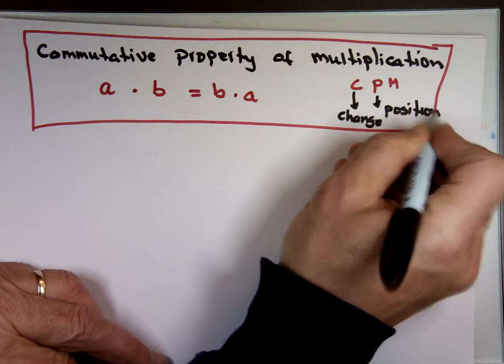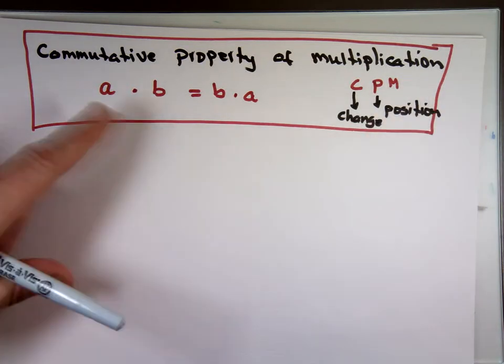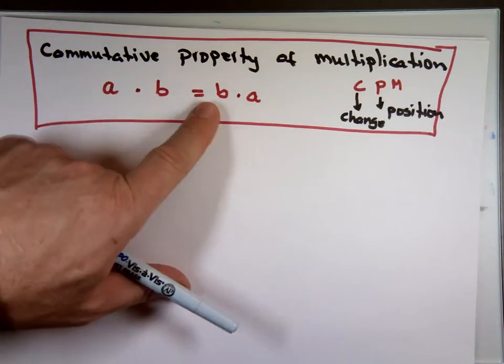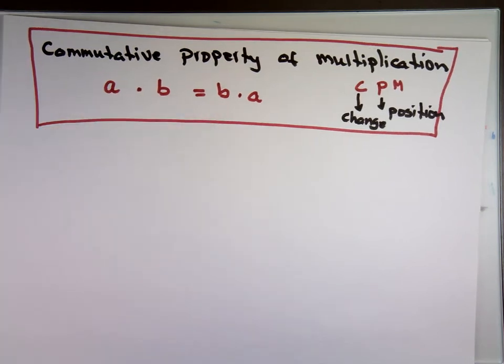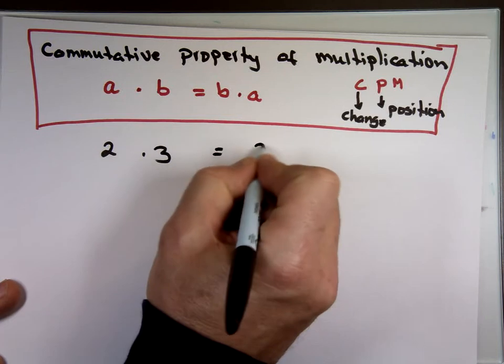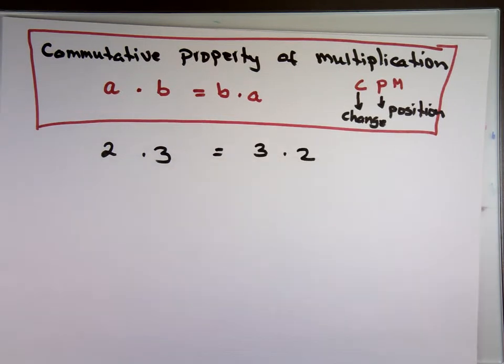If you have M, which is multiplication, if you change the position of the number, you make A first here, make it second, B is first, it doesn't change your answer. So if you have 2 times 3, that's the same as 3 times 2. You go, big deal, we know that.